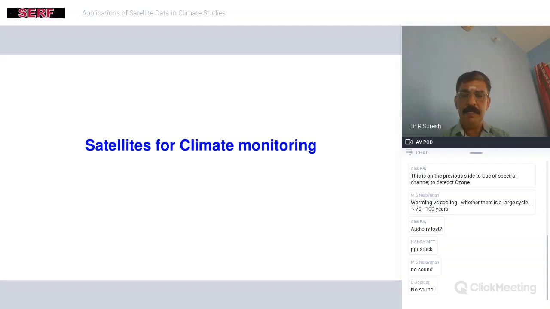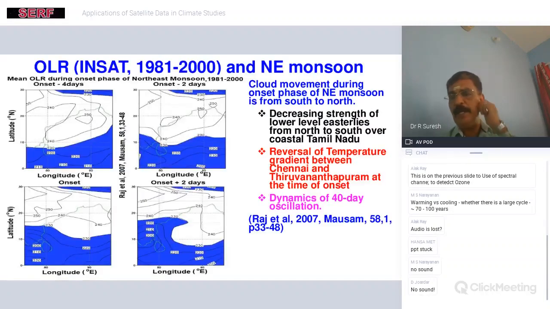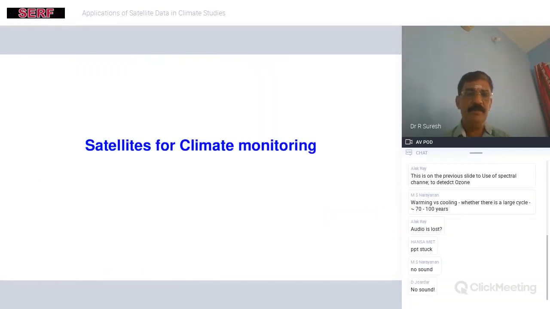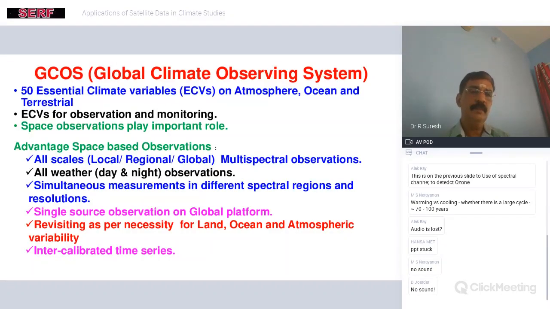So from the study based on the OLR, southwest monsoon and northeast monsoon, we are now switching over to satellites used for climate monitoring. The Global Climate Observing System has identified numerous variables to be monitored over atmosphere, ocean, and land areas, and they are called the Essential Climate Variables (ECV).